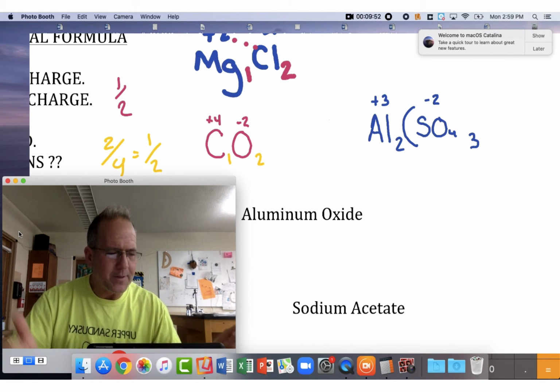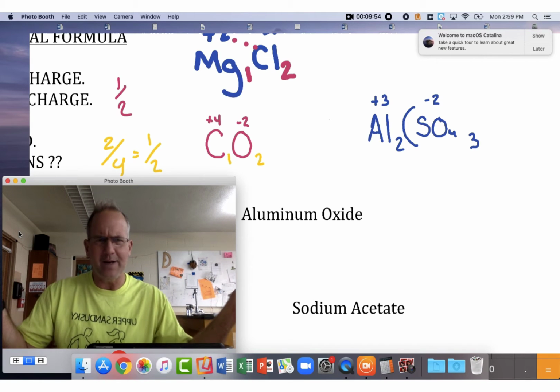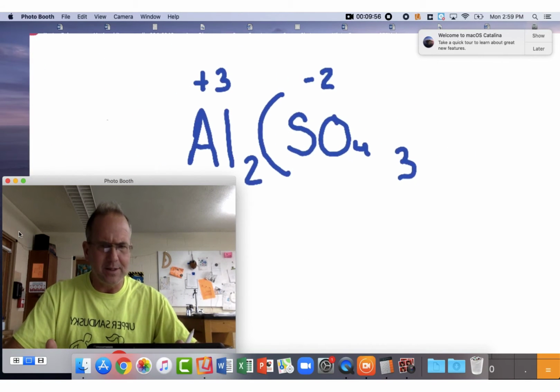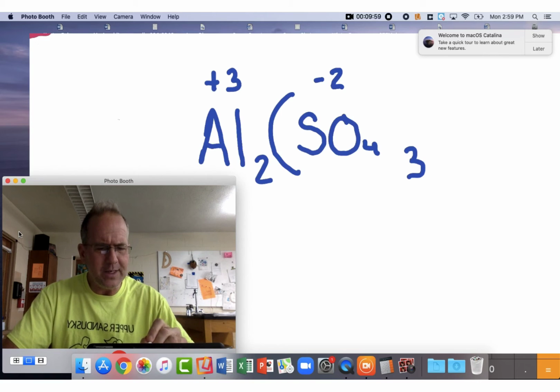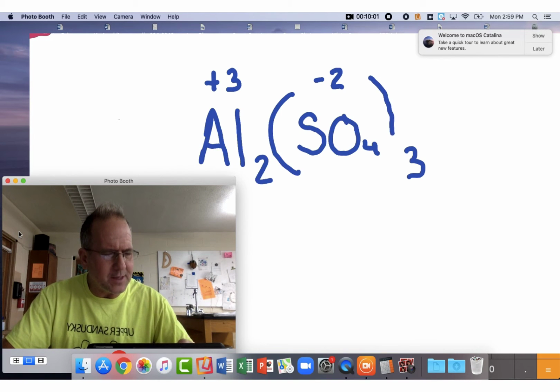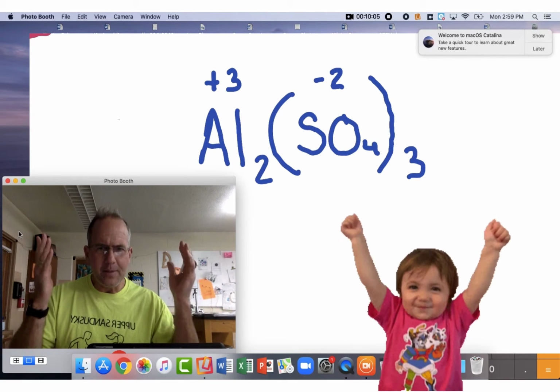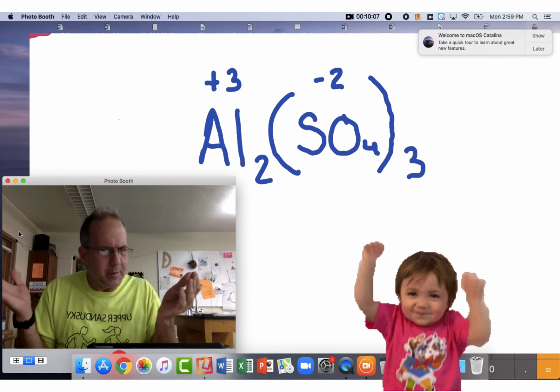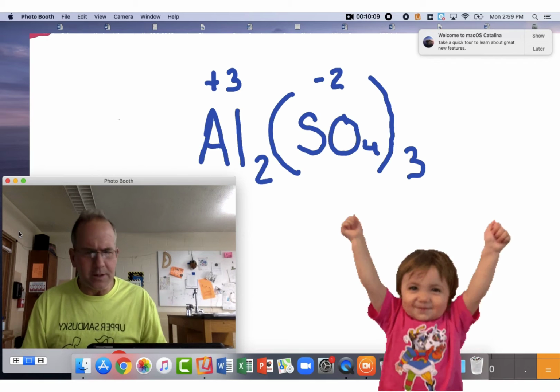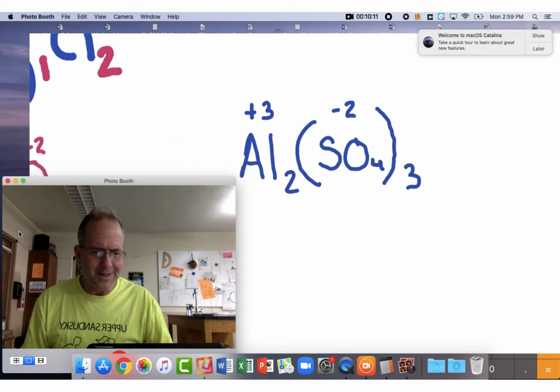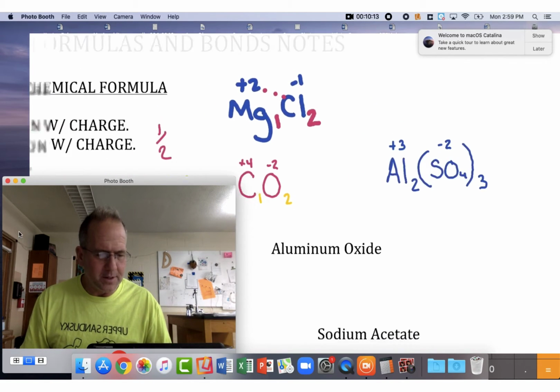Because look, now it says I have 43 oxygens. I don't have 43 oxygens, right? No, we need to be in parentheses so we can say that we have 3 sulfates. And can it be reduced? No. It's good to go. It's done. Right? That's writing formulas.